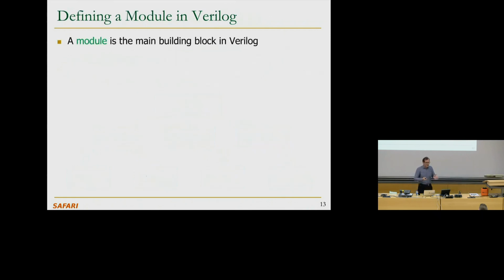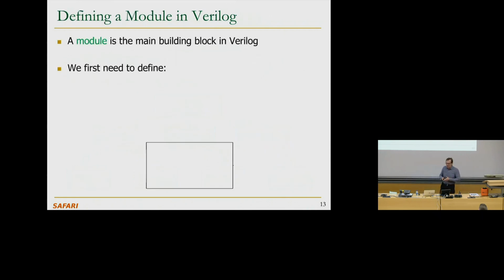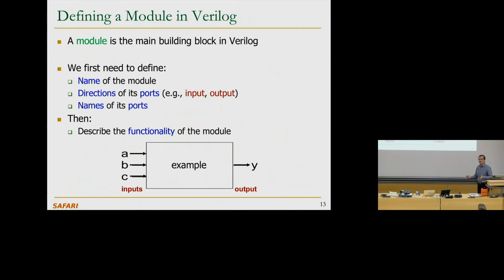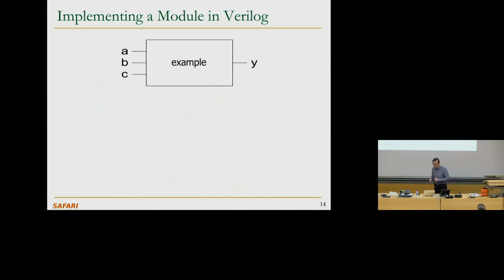Okay, so what's a module? Module is the main building block in Verilog. You first need to define the name of the module, hopefully. It's like a function, as I said. And then you have the directions of the ports, inputs and outputs. It's like a function, as you can see again. And the names of the ports, basically the names of the arguments of the function. So hopefully it's clear. And then you need to describe the functionality of the module, which is even the more interesting part. But you need this interface so that you can connect the submodule to other modules, right?